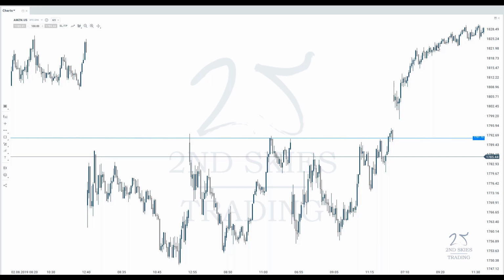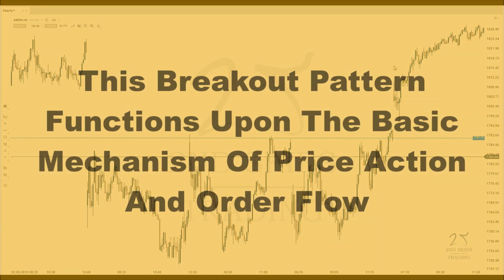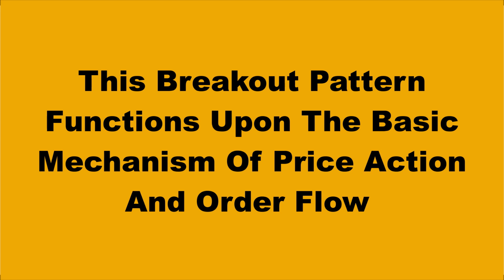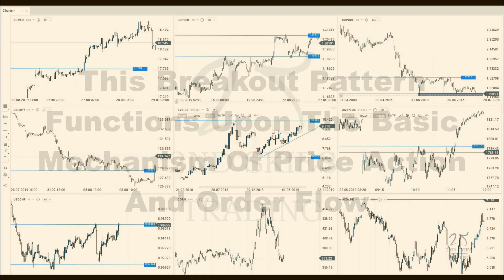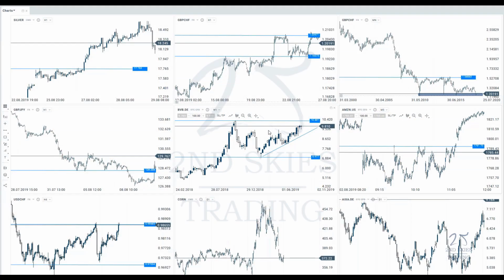And to just test it out, look at charts historically. Go back in time. Go back 10, 15, 20 years. I've gone back as far as 100 years, and this pattern works out just as well as it did 100 years ago as it does today, because it functions upon the basic mechanism of price action and order flow. So now that we've gone over some examples of this, let me give you some simple tips for trading it. And let's start with silver here.